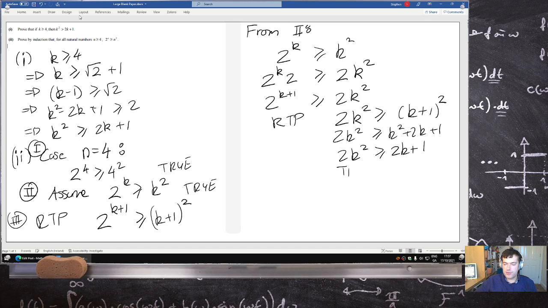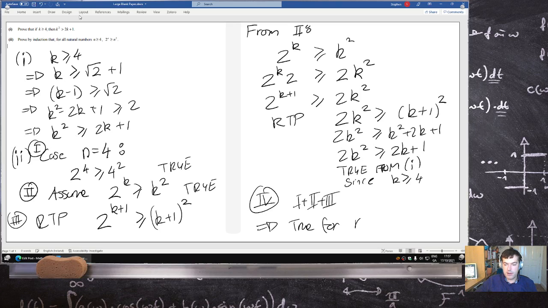But that's true from part 1 of the question here, since we start at 4. So that's the end of that part of the proof. So 1 plus 2 plus 3 means it's true for n equals 4, 5, 6, etc.